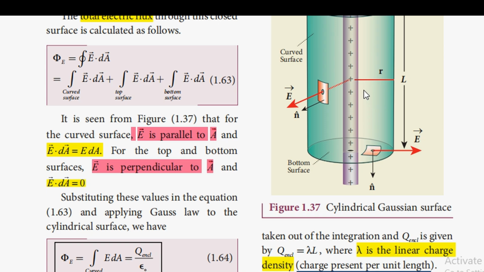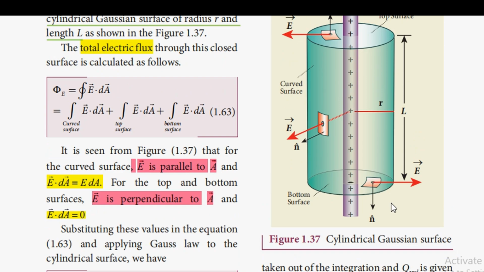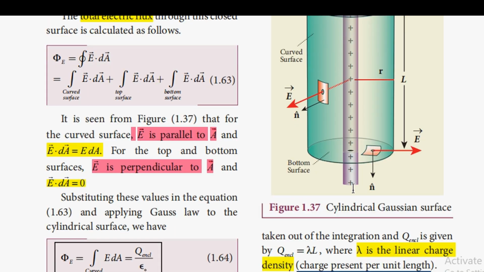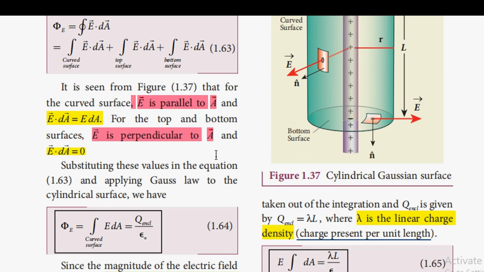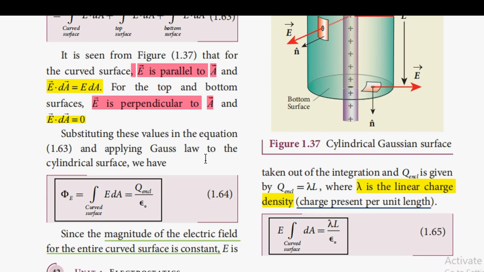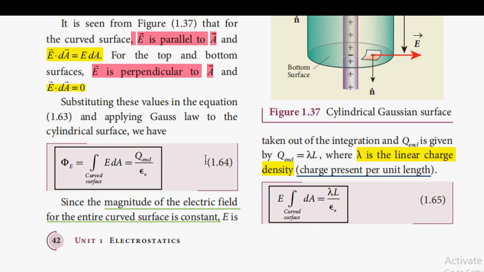For the top and bottom surfaces, E is perpendicular to dA and E dot dA equal to 0. Substituting these values in the equation 1.63 and applying Gauss law to the cylindrical surface, we have this equation 1.64, that's given by phi equal to closed surface integral E dA equal to Q enclosed by epsilon naught.